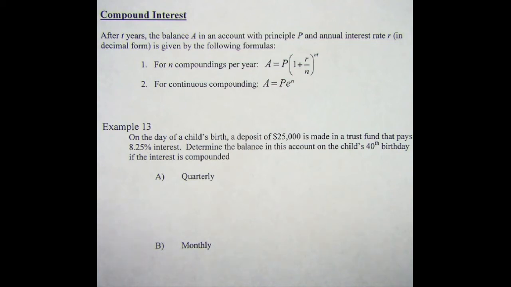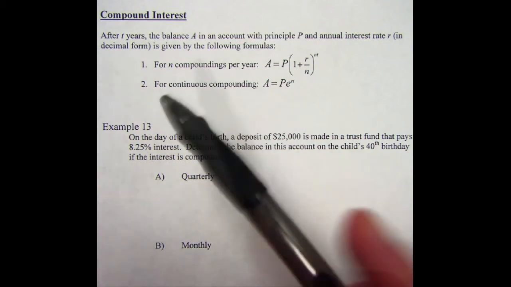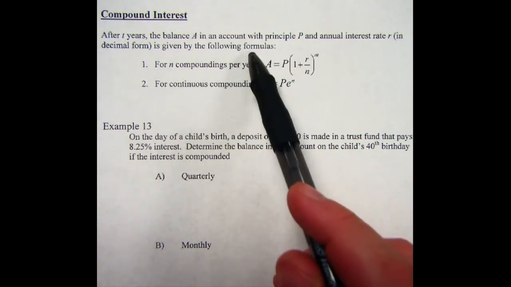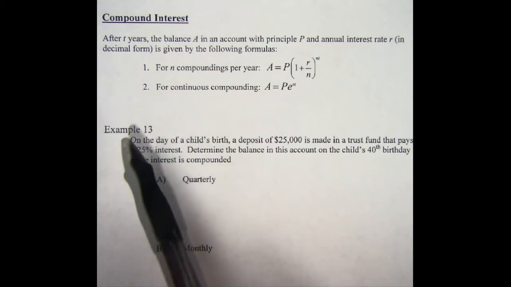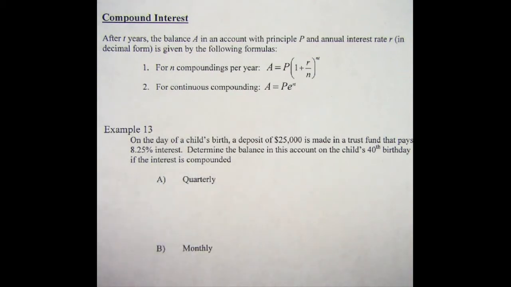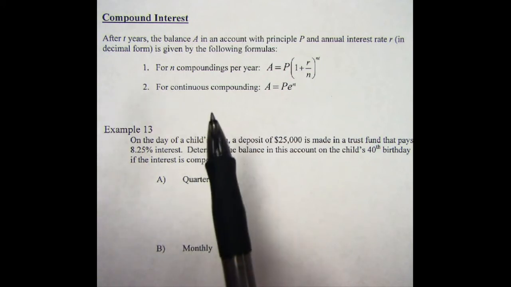So compound interest. Compound interest says after t years the balance A in an account with the principal P and an annual interest rate r in decimal form is given by the following formulas. Okay? If you remember, simple interest just makes interest on the money you put in there to begin with, and it's always just based on that original amount.